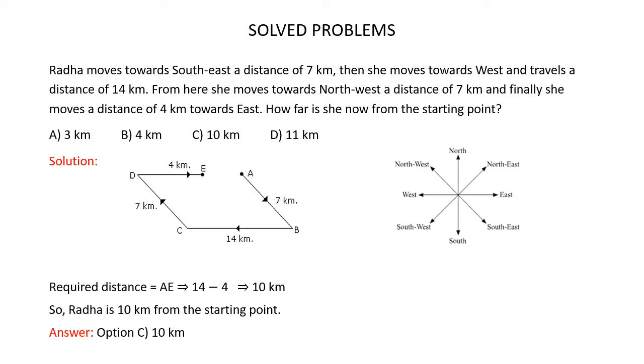Now as you can see from this diagram, AB is equal to CD, which is 7 kilometers. So clearly BC will be equal to AD. Since BC is 14 kilometers, AD will also be equal to 14 kilometers. Now you have to find the distance AE. So AE is equal to 14 kilometers minus 4 kilometers, which is 10 kilometers. So Radha is 10 kilometers from the starting point. The correct answer is option C, 10 kilometers.